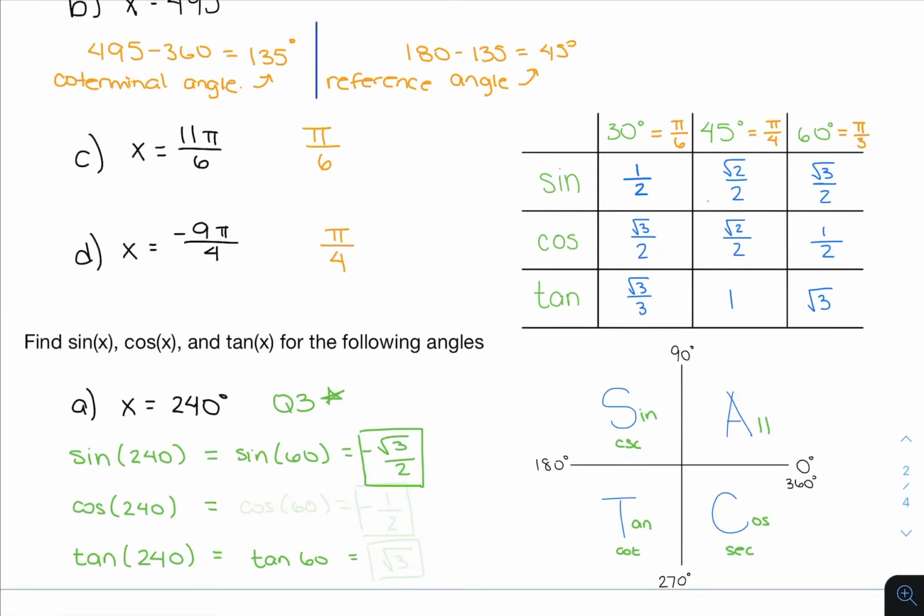So we can do the same for cosine of 240 and tangent of 240. Cosine of 240 is equivalent to cosine of 60. And cosine of 60 is 1/2. But again, cosine is negative in the third quadrant, so your answer is negative 1/2.